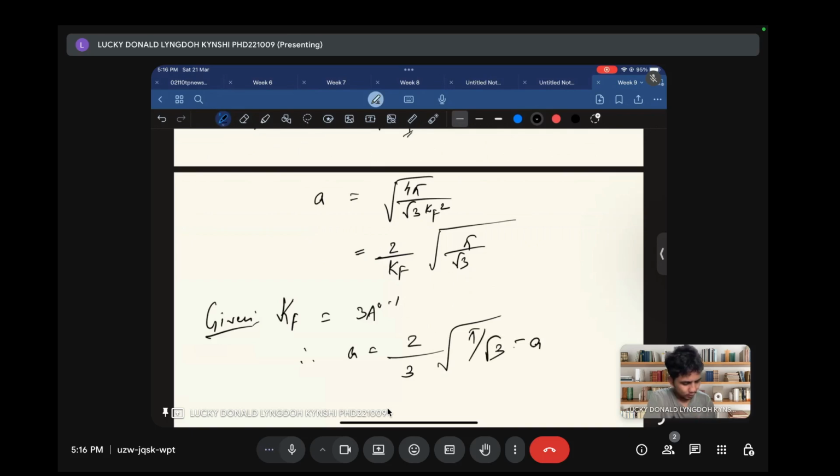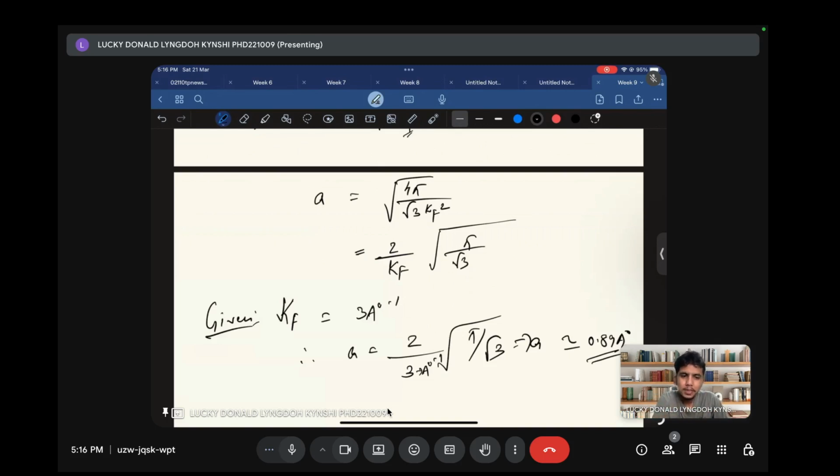If you do this, it implies that A is approximately 0.89 Armstrong, because this is A Armstrong inverse. Remember, the unit of Kf is equal to 3 A naught to the power minus 1, which is equal to 3 Armstrong inverse. That is why you get 0.89 Armstrong. So this is a very standard problem.